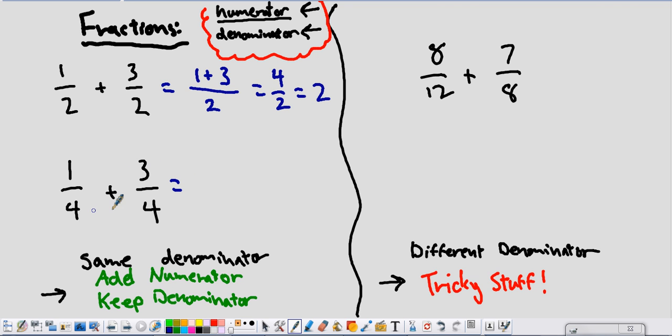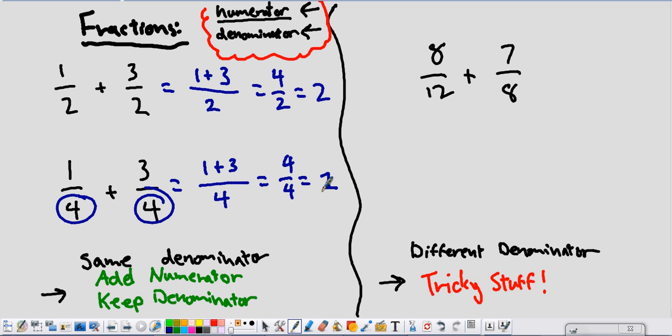Same here. 1 over 4 plus 3 over 4. Both of them have the number 4 as denominator. So I am just going to add the numerators, 1 plus 3. I'm going to keep the denominators, that's 4. And that gives you 4 over 4. And that equals 1. So that's simple. This is easy. The tricky stuff comes whenever I have different denominators.